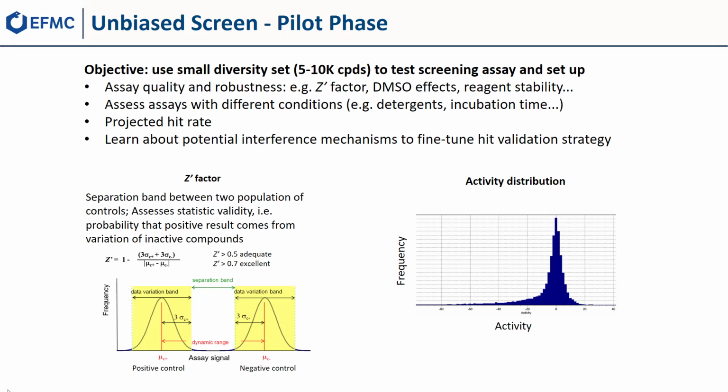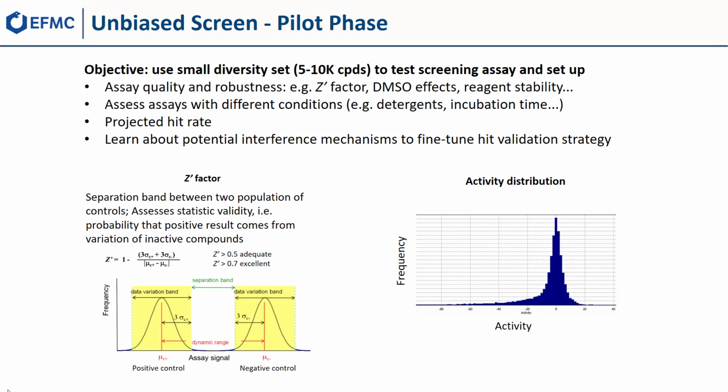Because your compounds are dissolved in the DMSO, you want to look at the effect of the DMSO on your assay. And finally, because your assay will run over several days, you want to assess reagent stability. You may want to try running your assay with different conditions, detergents, incubation time, in order to see which ones perform the best. And you want to get a first idea of your hit rate. How many compounds are actually going to be found when you run the full screen? If it's too high, then your assay may be too sensitive. If it's too low, maybe you're going to miss some compounds.